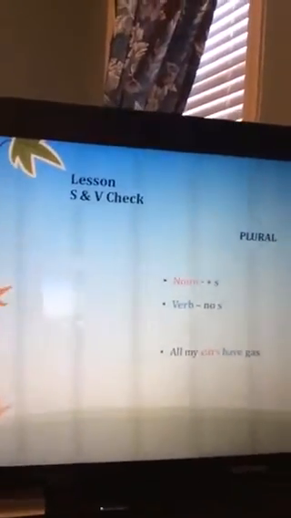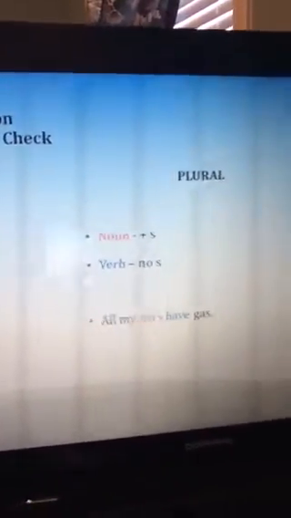Which leads us to the second component of the S check. That's the plural component. In the plural component, the noun has an S and the verb does not. Have a look at this sentence here. All my cars have gas. In this sentence, the noun is cars. Cars has an S, which in this case makes it plural. The verb in this sentence is have. Have does not have an S, which makes it plural as well. So you have a plural noun paired with a plural verb, which means the sentence is in agreement. That's the S check. It's just that simple.